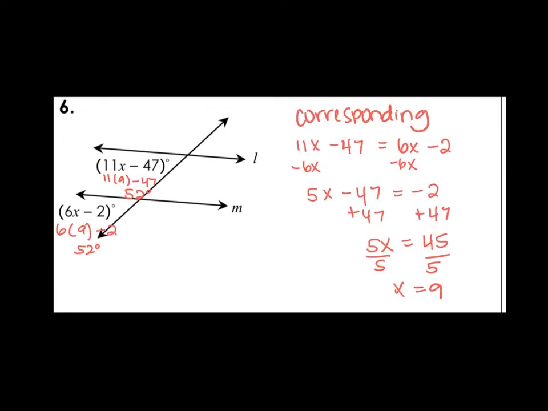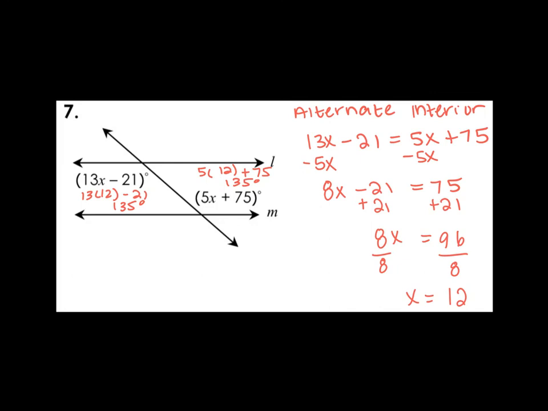All right, go ahead and try the next 3 problems on your own and then press play to see if you get the correct answers. All right, so for number 6, you should have gotten x equals 9. And then I went ahead and plugged it back in so that you could see that you get the same thing. So you would get 52 degrees for each angle measurement. All right, for number 7, they are alternate interior angles and they are congruent to each other. So when you set up your equation, you should get x equals 12 for your answer. And then again, I plugged it back in, so you would get 135 for each one of these angle measurements.